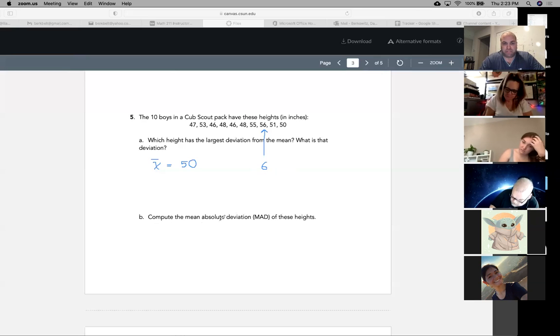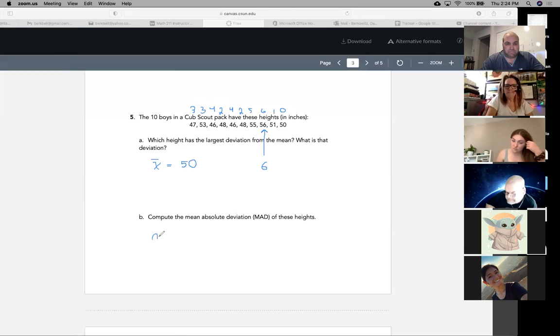Now it says compute the mean absolute deviation. So to that end, we have to compute each deviation. I get 3, if I ignore the negative signs, because I'm going to take the absolute value anyways. 3, 3, 4, 2, 4, 2, 5, 6, 1, 0. Those are the absolute values of the deviations.